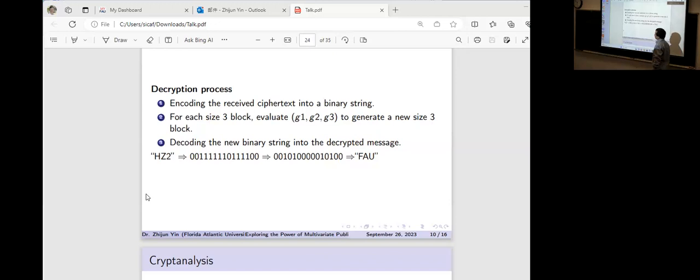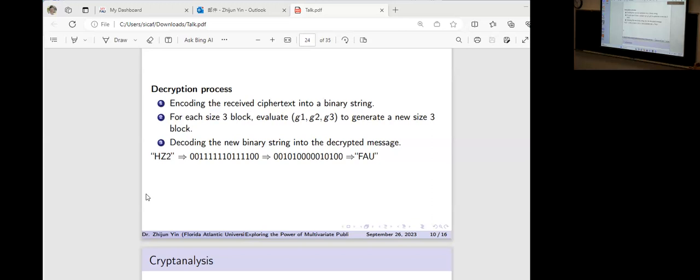Here, from the given secret message, HB2, we use a coding table to transform it into a binary string. Then for the binary string, we chop it into size 3 pieces. And for each piece, we use the secret key. This time, we evaluate with the secret key, G1, G2, G3, to get another binary string. And with that binary string, we use the coding table to go back to the original letter. So we finish the decryption.